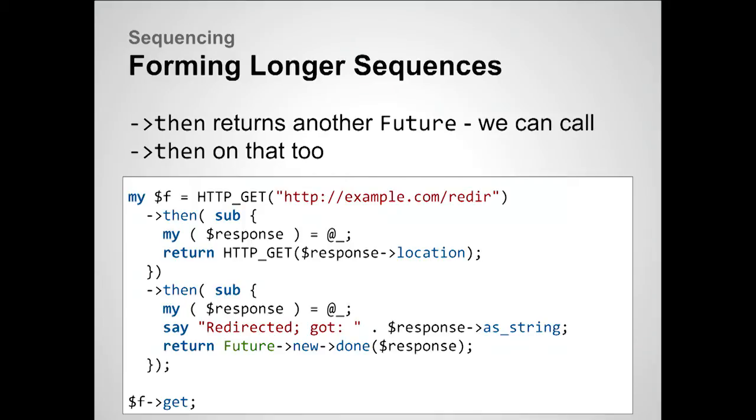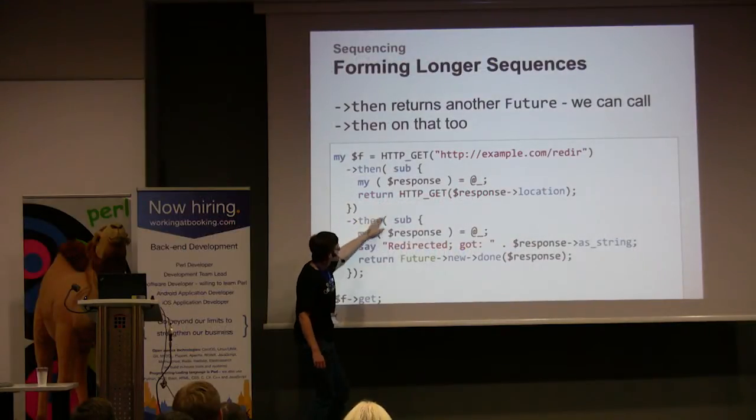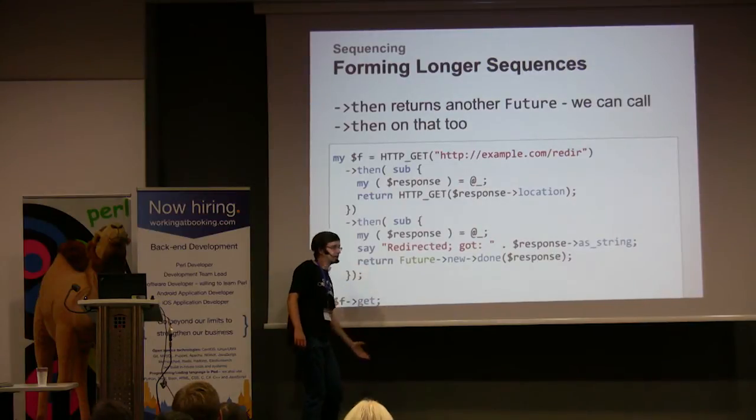So we could do two requests, say. We call the first one, and when it returns a response, for example, maybe it was a 301 that told us to go somewhere else, we can just say, well, okay, I'll just follow the location of that and get another one. This returns a future. This whole future that's returned by the then eventually succeeds after that one does, and then it will call this one. And you can just continue stacking these on.